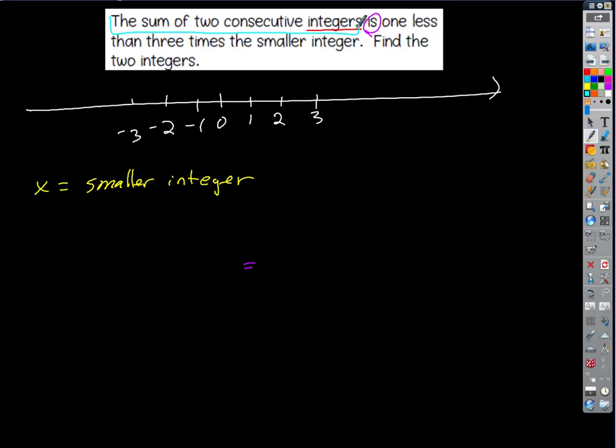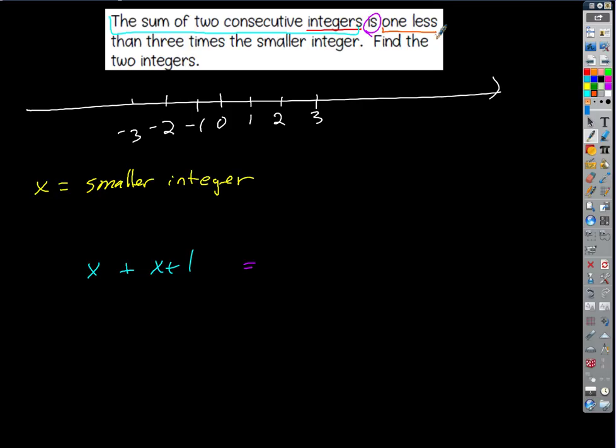X plus 1, right? I've got the first integer was x, the second one was x plus 1. The sum just means I'm adding them up, right? So we've got x plus 1, right? On the left is, what about the right? Let's go over here. How do we say this?